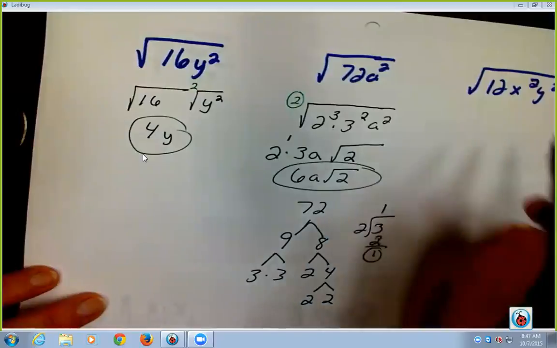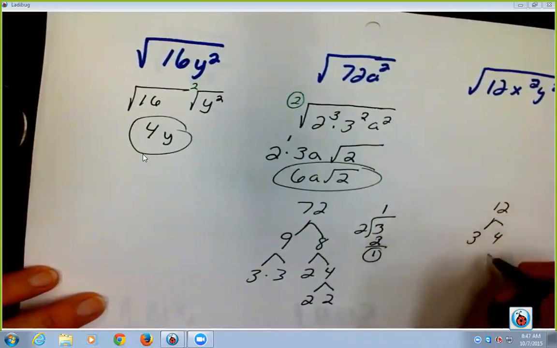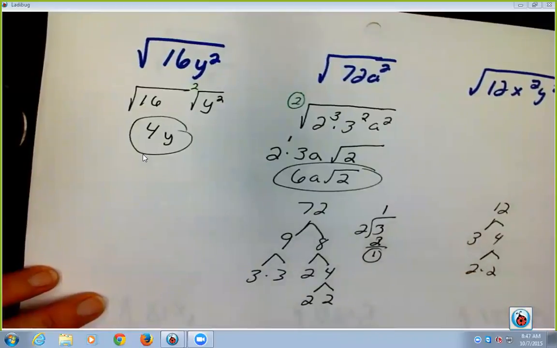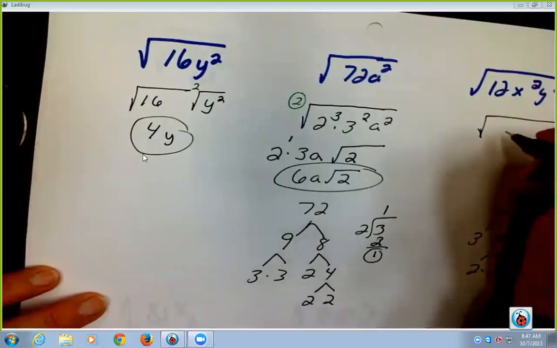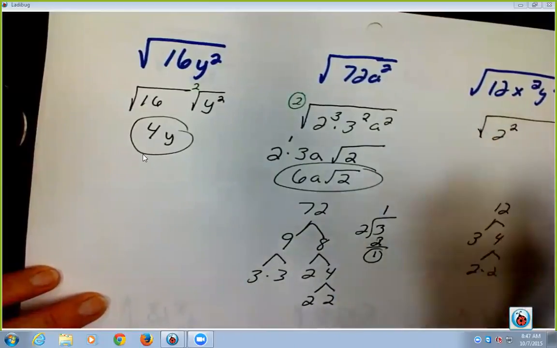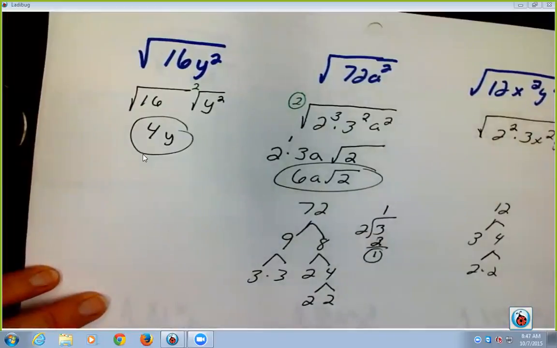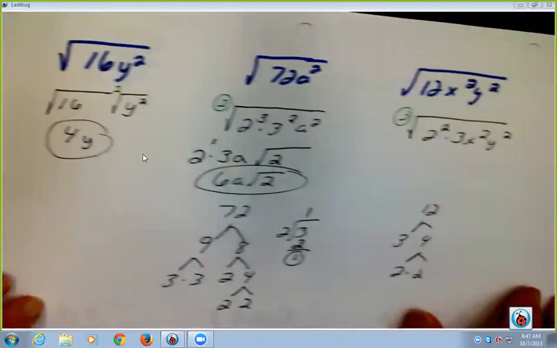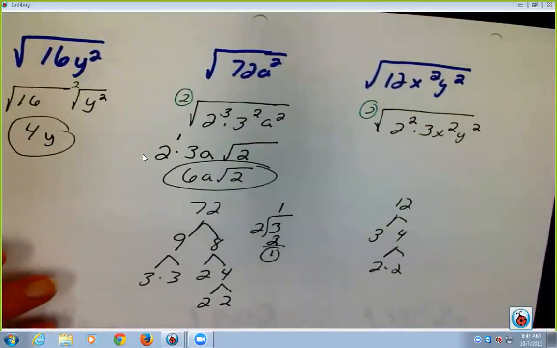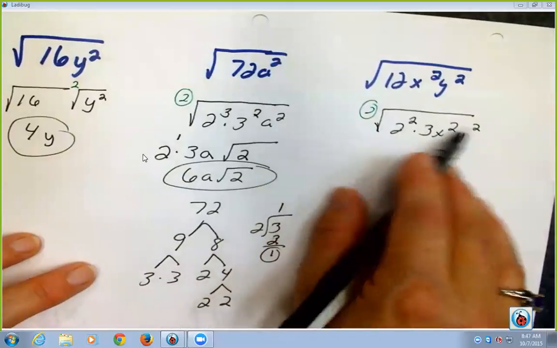what's in there. So if I do the same thing over here to 12, 12 is 3 times 4, 4 is 2 times 2. So once I do that under my radical, I have 2 squared times 3, x squared, y squared. Index is 2. So I look and see how many times does 2 go into the exponent parts in here.